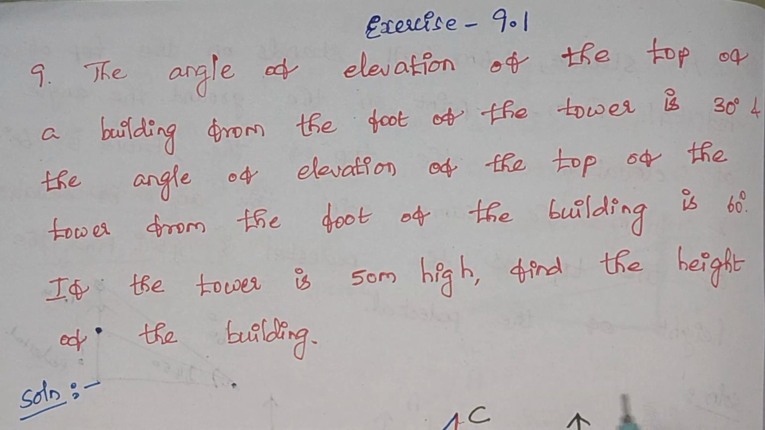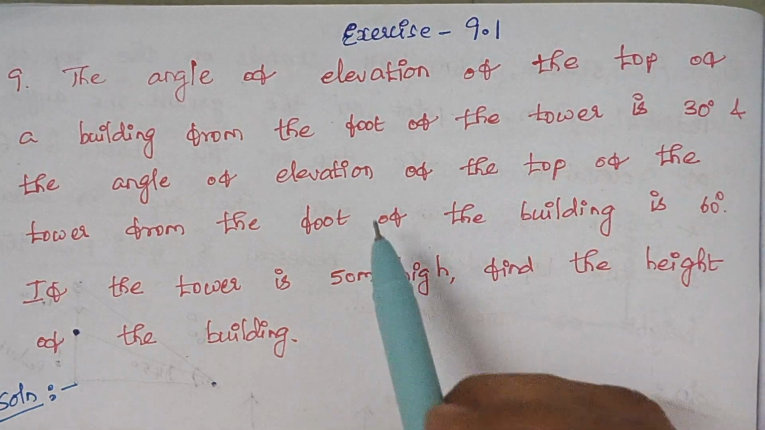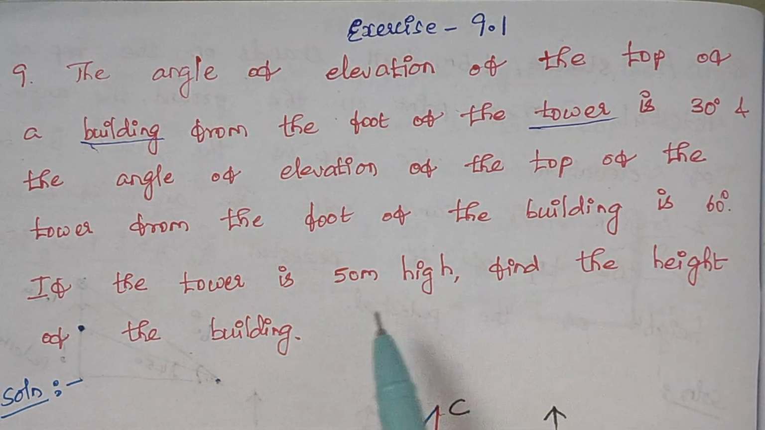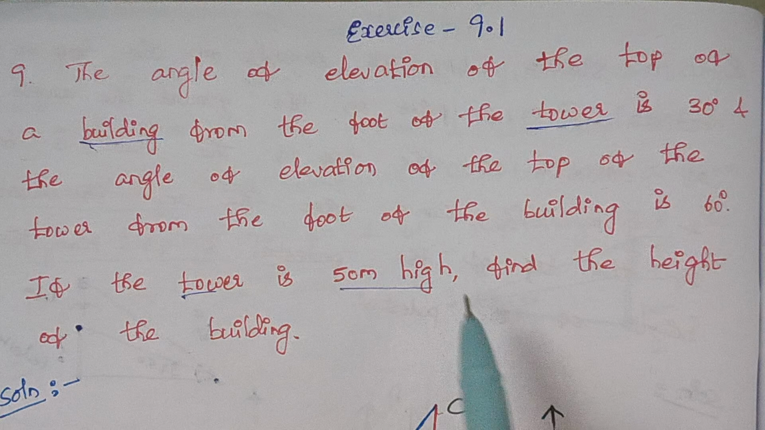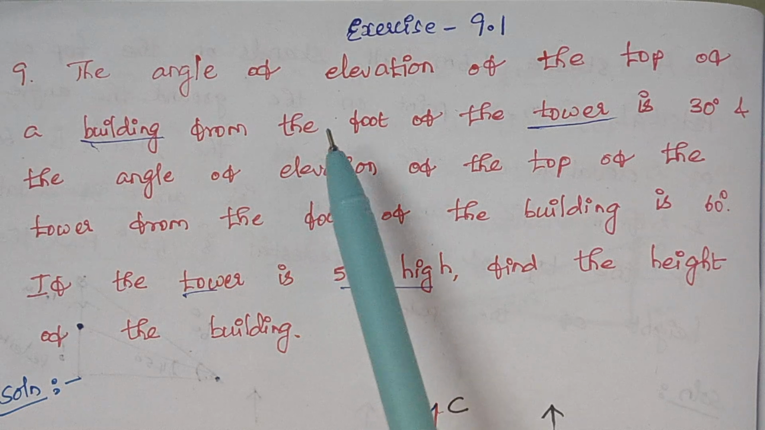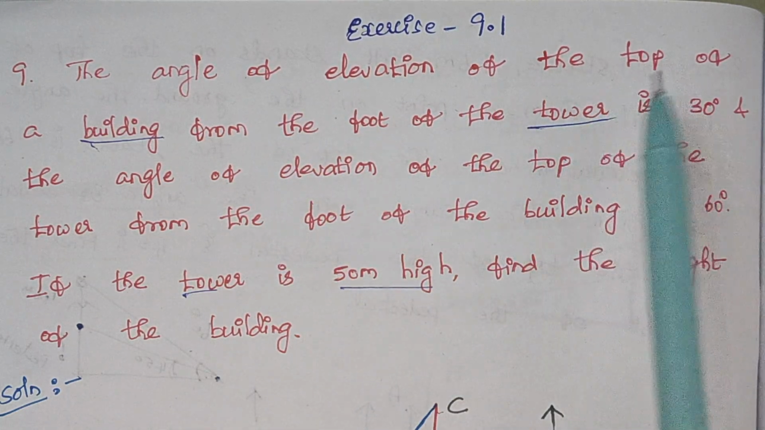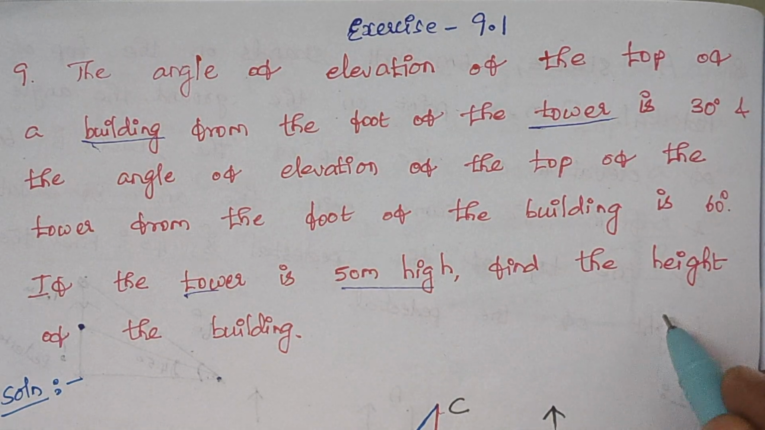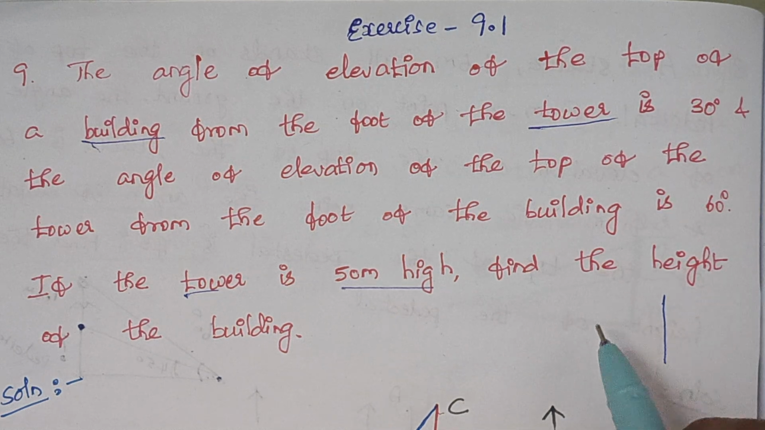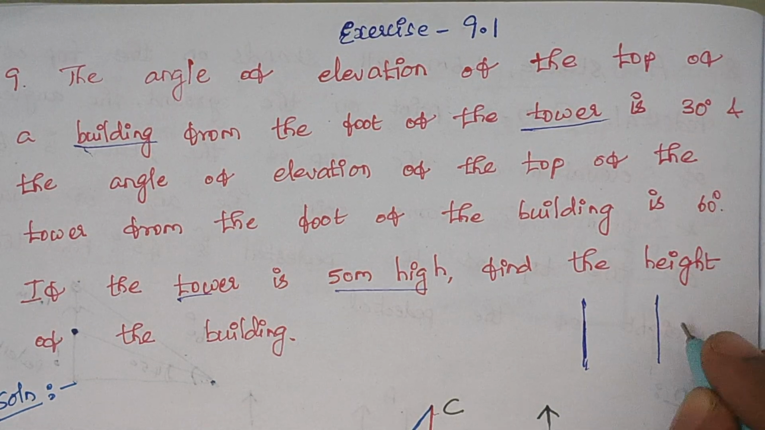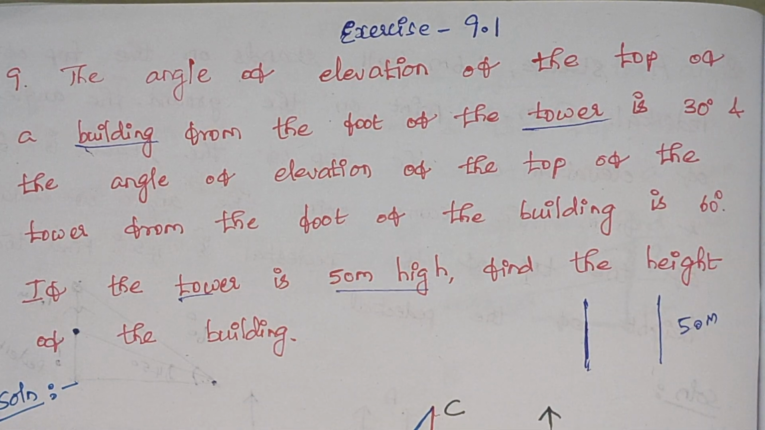So here, what are all the things we are having? Here we are having a building and here we are having a tower. And you see the tower is 50 meters high. The next thing is the angle of elevation of the top of the building from the foot of the tower. First let us draw a tower. Let the tower be here and this is your building. We don't know the height, so let it be like this. Now the tower is 50 meters high.